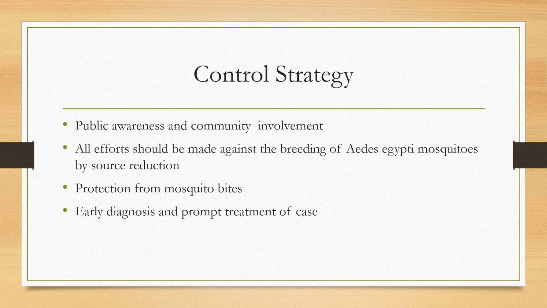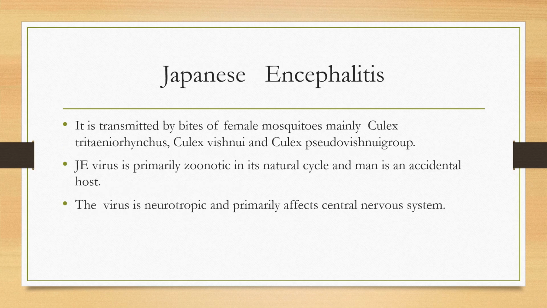So, the most important part for dengue control is source reduction. Others are same as discussed already: protection from mosquito bites, early diagnosis and prompt treatment. Now, we'll be discussing about Japanese encephalitis.